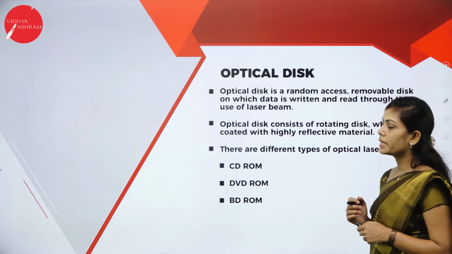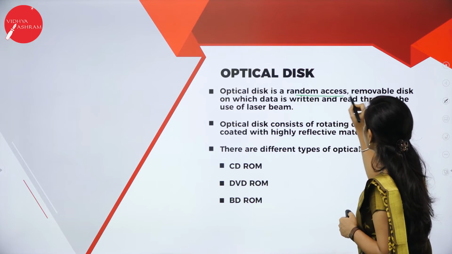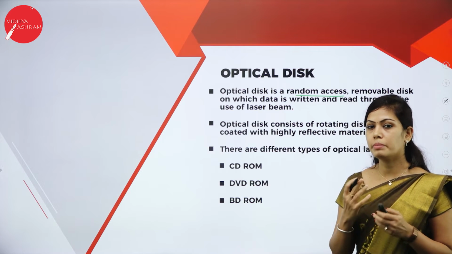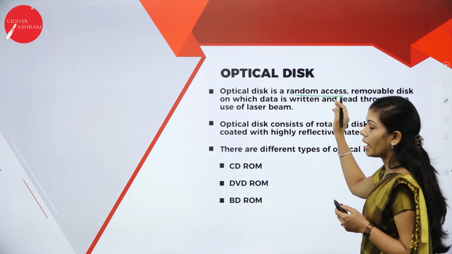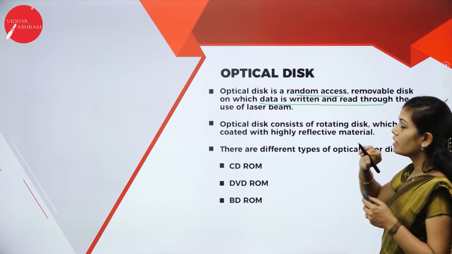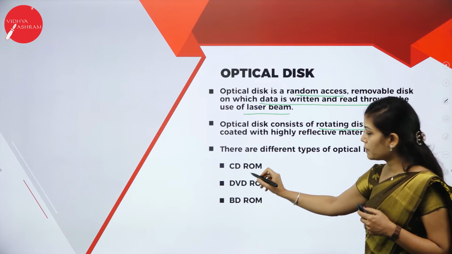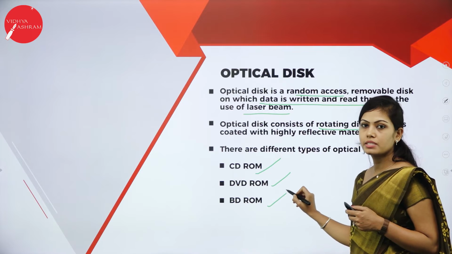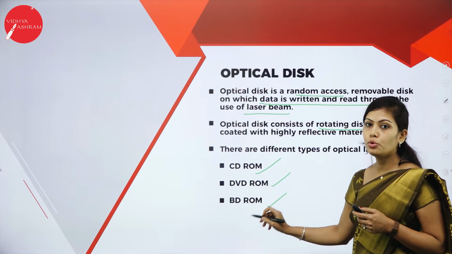Next is the optical disk. What is an optical disk? An optical disk is a random access removable disk. The best example is the CD, compact disk. Optical disk is a random access and removable disk on which data is written and read through the use of a laser beam. Examples are CD-ROM, DVD-ROM and Blu-ray Disc.